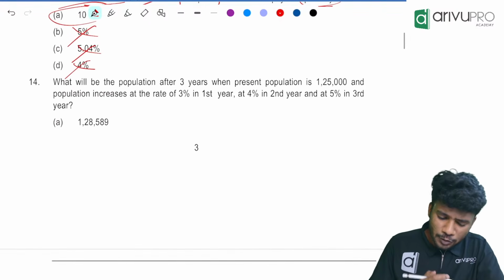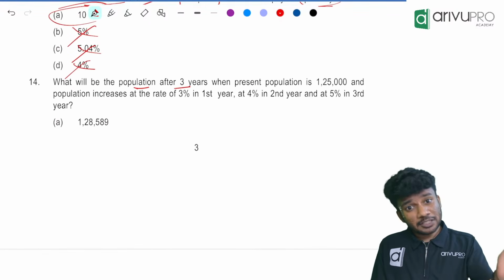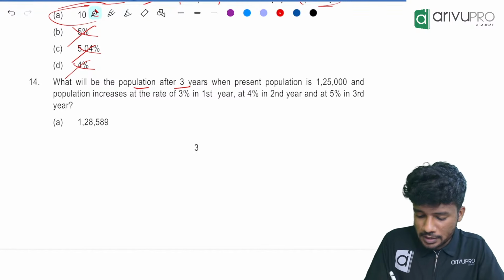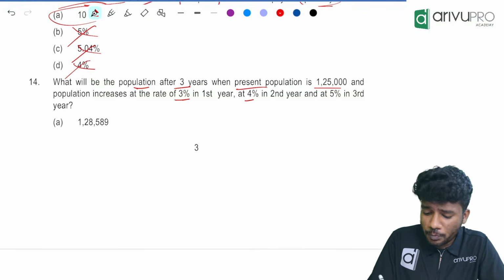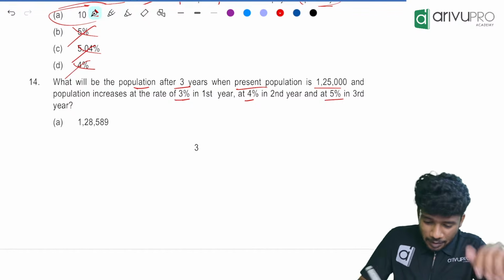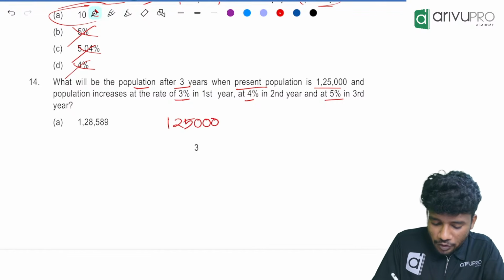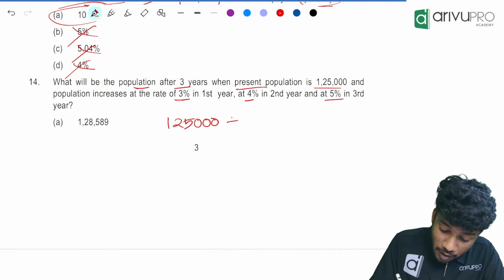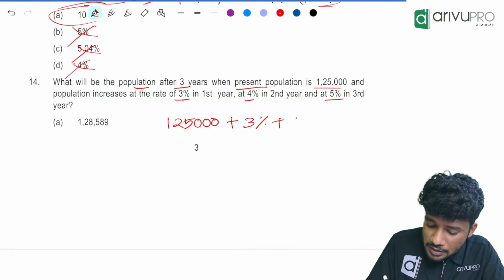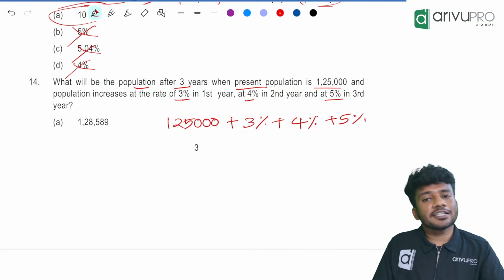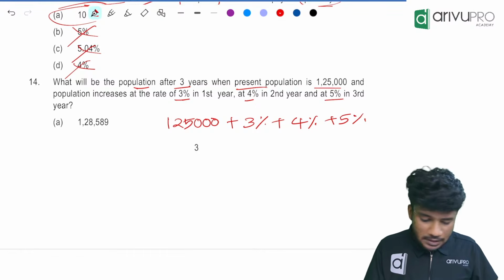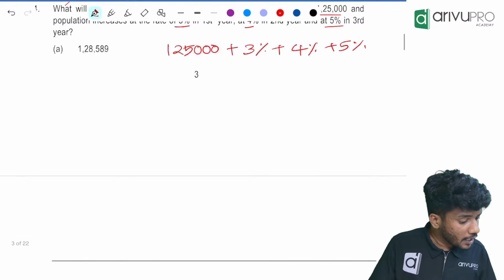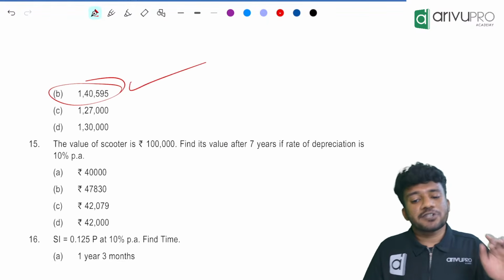Very good approach. Next one. What will be the population after 3 years? That means we need to find the amount for compound interest. Population is 1,25,000 and the population increases at 3%, 4% and 5% for respective years. You will type 1,25,000 on your calculator, then plus 3% plus 4% plus 5%. Just do it along with me. How much are you getting? 1,40,595. Option B is the answer.